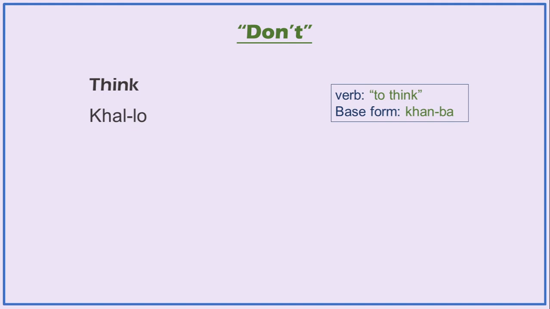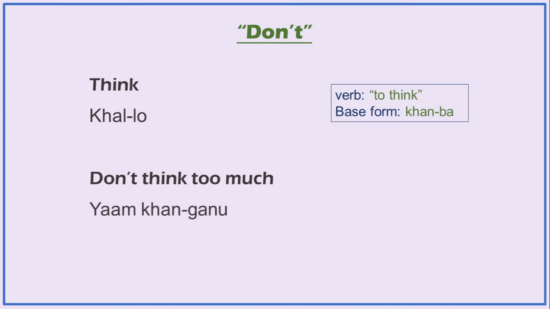Think, khallo. To think is khanba. Don't think too much. Yam khanganu. Yam is too much or very. Yam khalluno, which is the second form. And in this conjugation, we know that if the verb stem ends in n, you change it to l and then add luno. So khalluno.